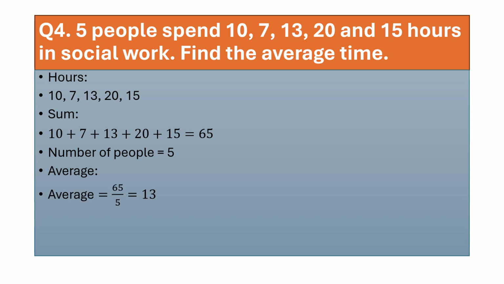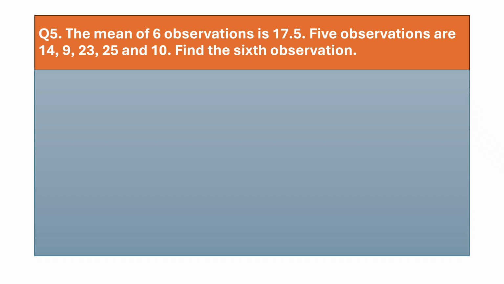So how do we find the average? 65 divided by 5 will give us 13. So what's the answer? Find the average time. So average time is 13 hours.